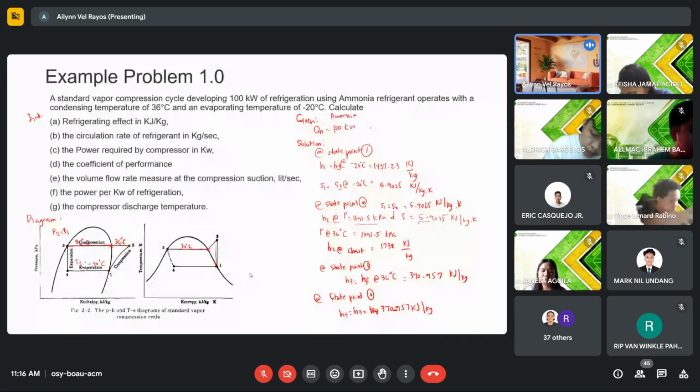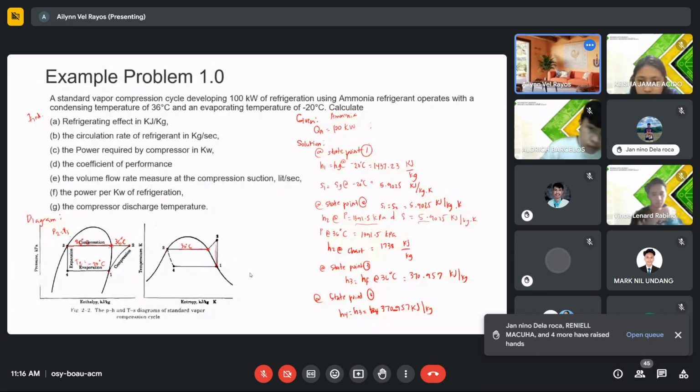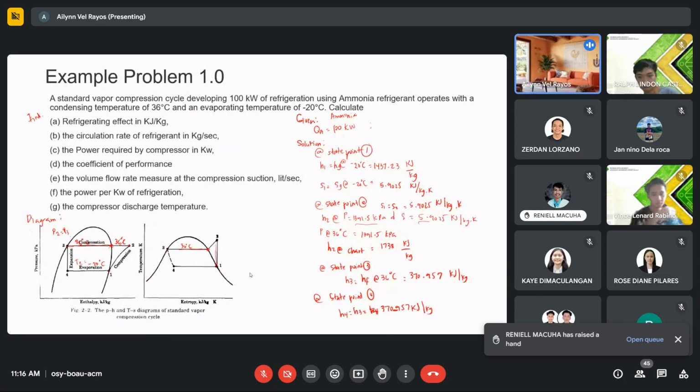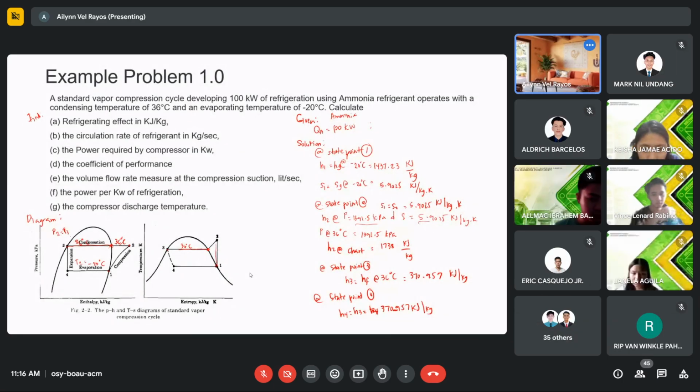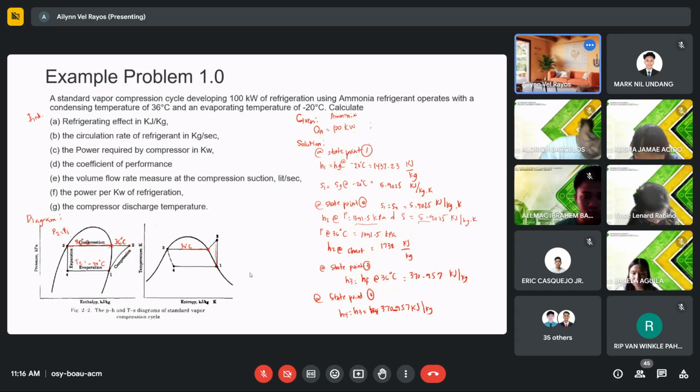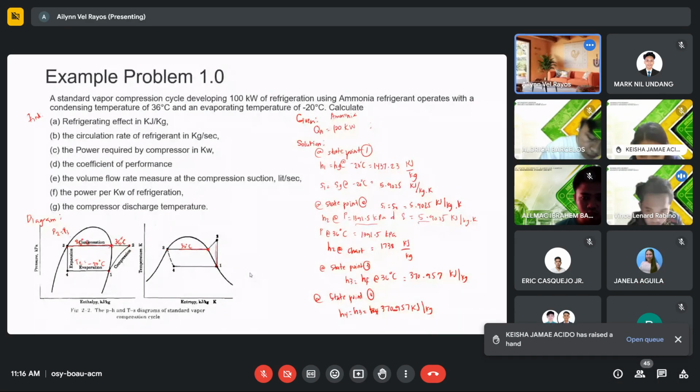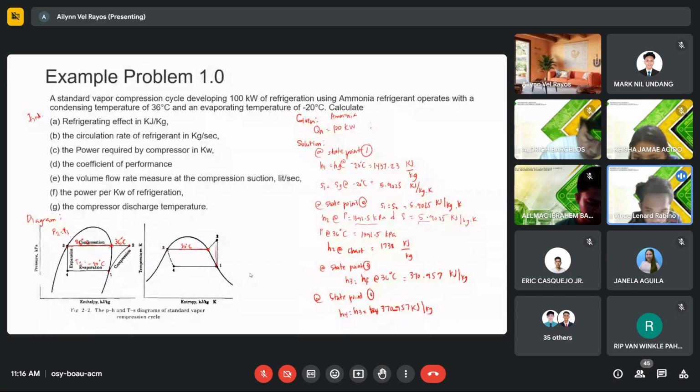Okay, sino nakakuha ng same answer sa A? Pataas naman ang kamay. Okay, hands down. That is correct. About B. 0.09378461 kilogram per second. C.